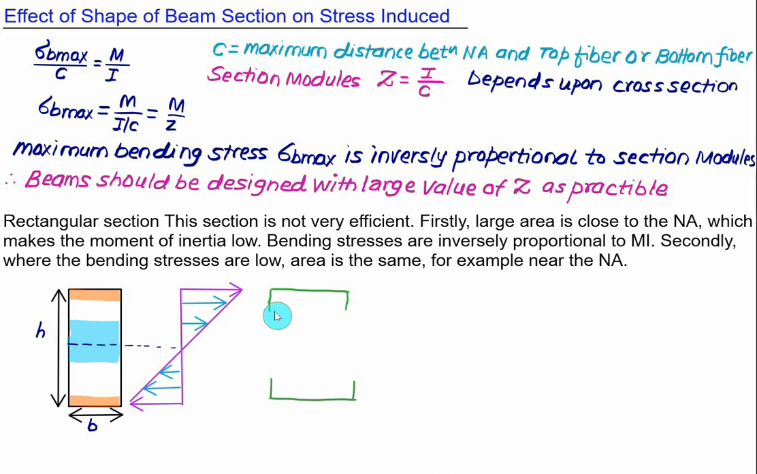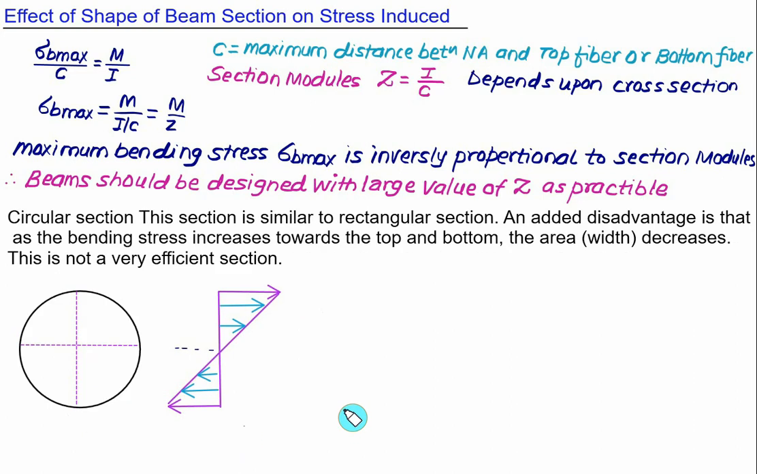So ideally speaking, the I section is supposed to be the best section, because you find here for the I section, where the stress is low, the area is also low, and where the stress is maximum, the area is also maximum. So therefore the rectangular section is not a very efficient section as compared to the I section.